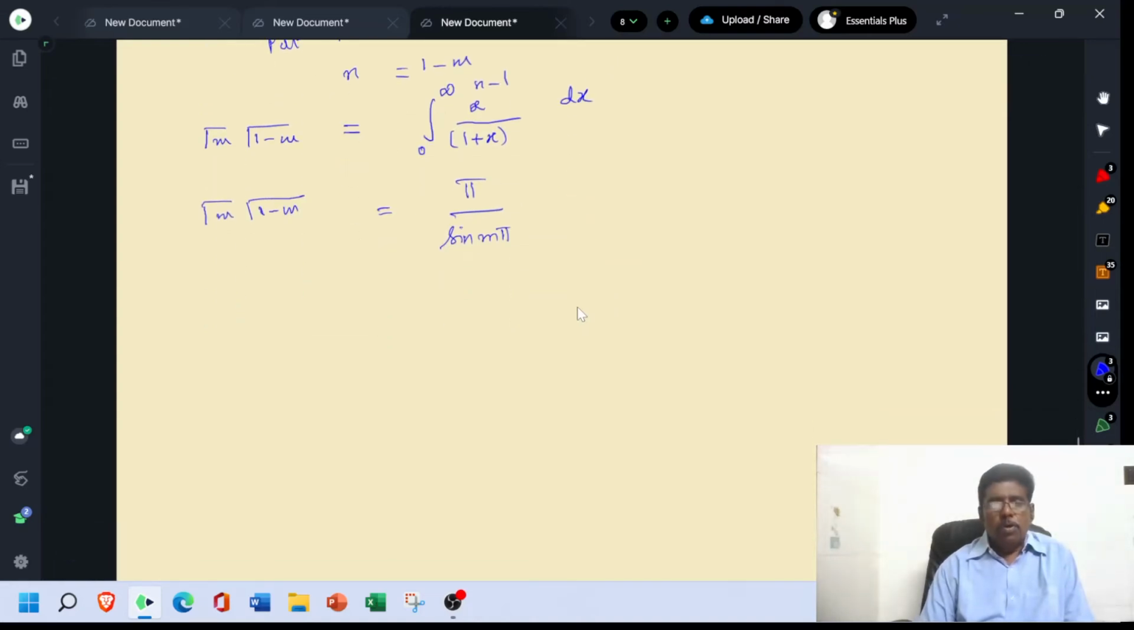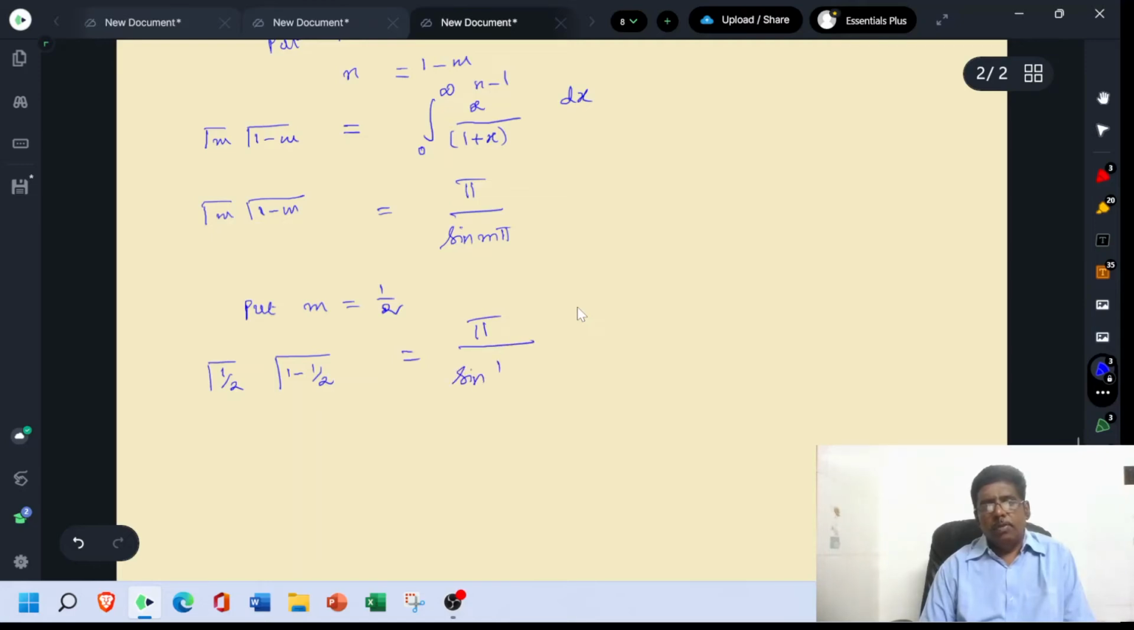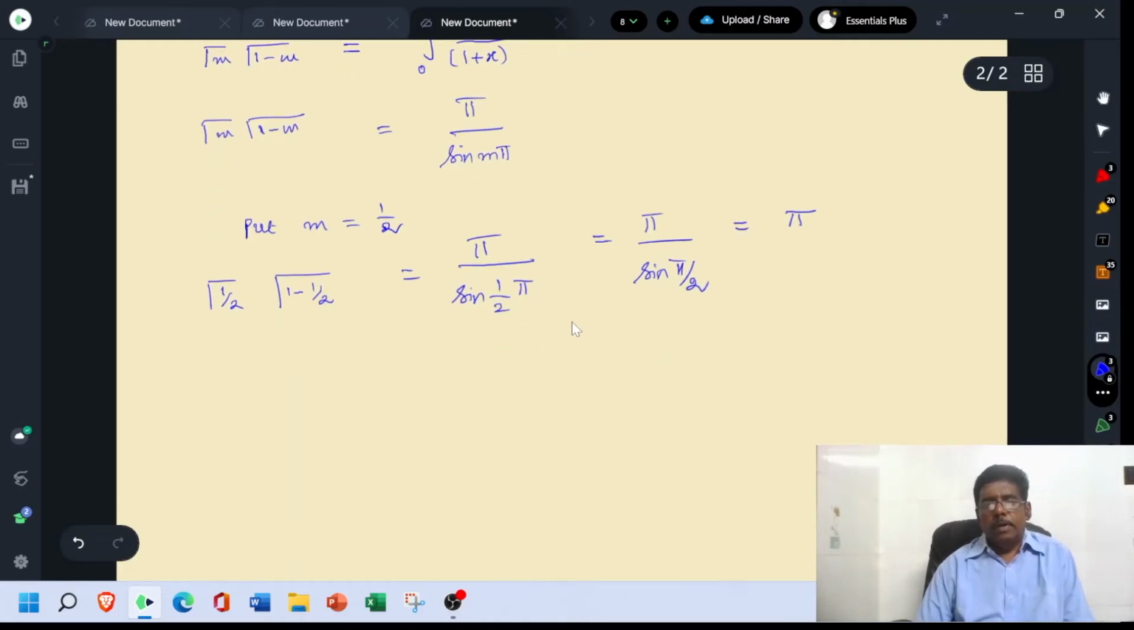Now put m equal to 1 by 2. Here gamma of 1 by 2 into gamma of 1 minus 1 by 2 is equal to pi divided by sin 1 by 2 into pi. This is equal to pi divided by sin pi by 2. Sin pi by 2 is 1. Therefore, this is pi.